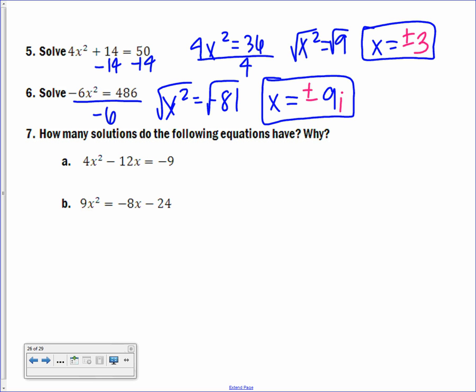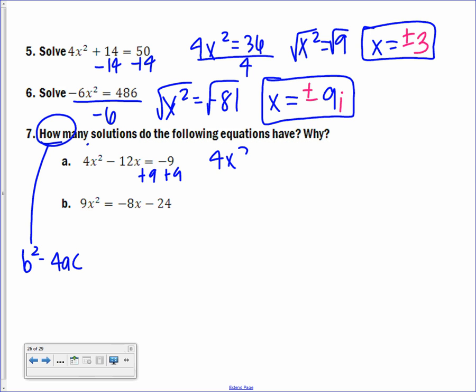Number 7 just says how many solutions. Okay, how many can be determined by using just the discriminant, which is the b squared minus 4ac portion of the quadratic formula. So remember that when it's written in standard form, my a, b, and whoopsies, this isn't in standard form yet. So the first thing I should do is add 9 to each side, so it is.